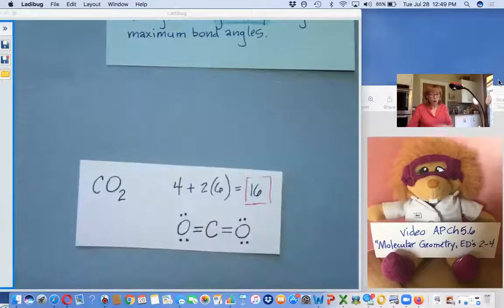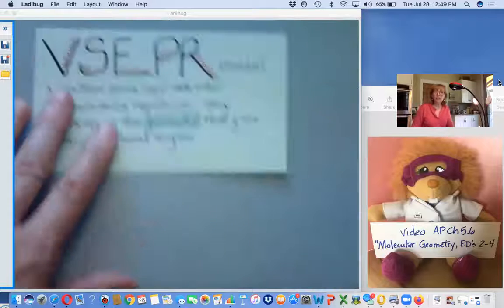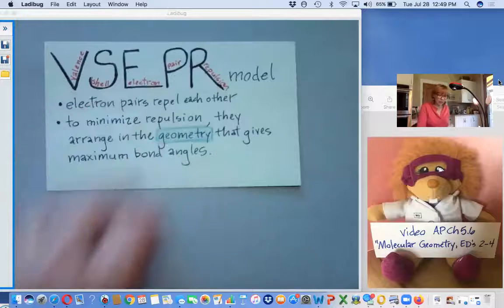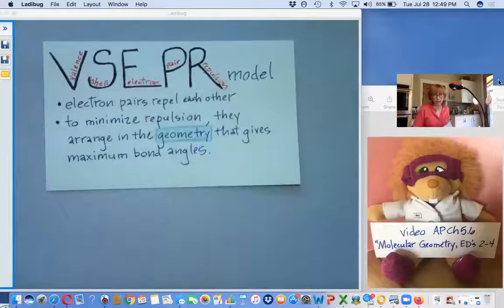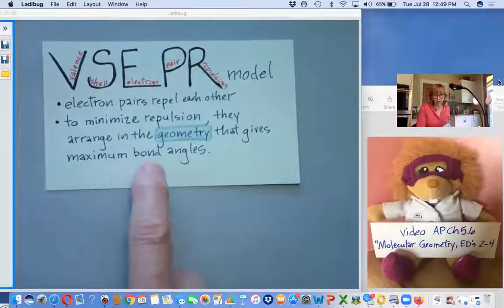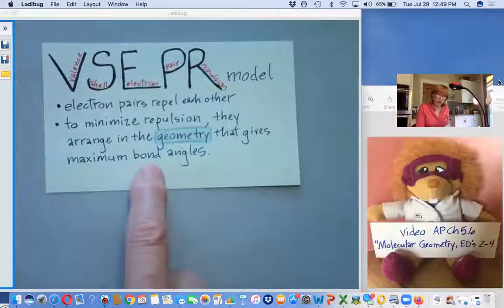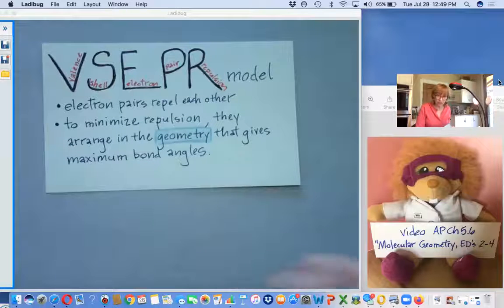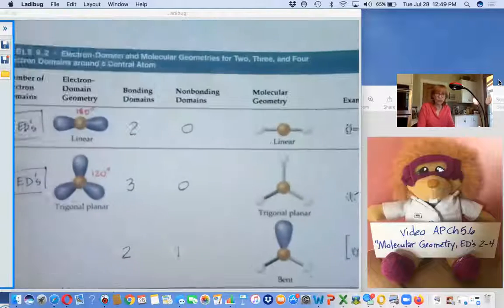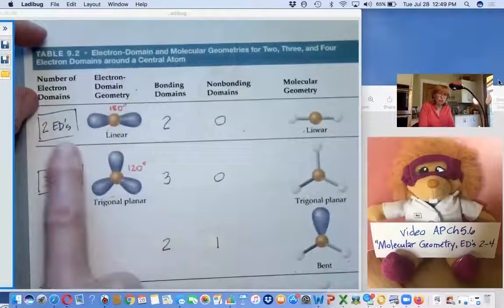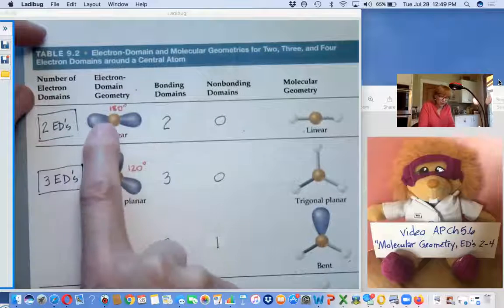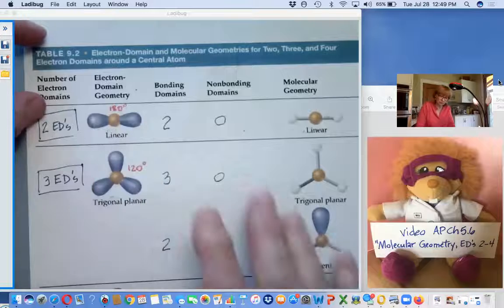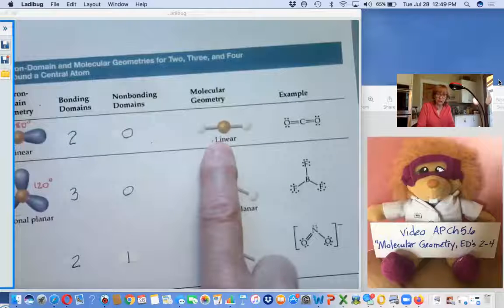So again, the whole idea of molecular geometry is to use the valence shell electron pair repulsion model to predict which geometry gives the maximum bond angles. And it's all going to depend on how many electron domains are on that central atom. In your textbook, you have a table that sort of summarizes what we looked at. When there are 2 electron domains, we predict a 180-degree bond angle. The molecular geometry is linear.